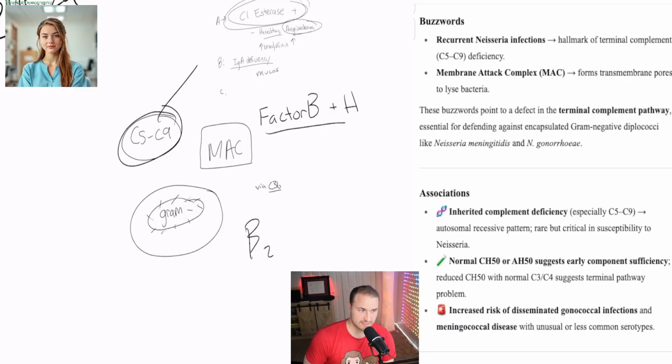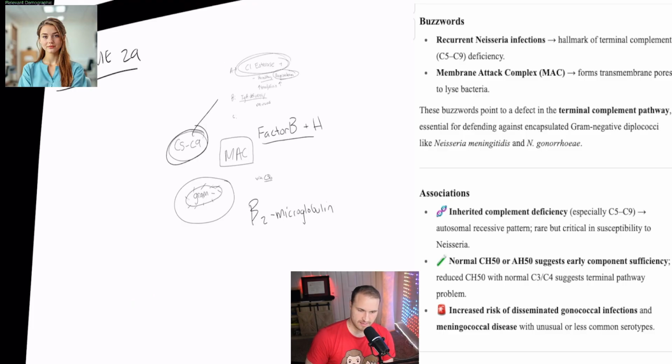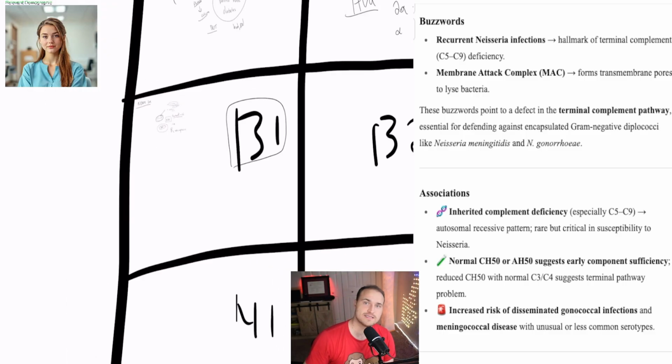And then the other thing to know is that these beta-2 microglobulins are components of the MHC class 1 molecules, and so deficiency impairs CD8 positive T cell activation. The long story made short here, recurrent Neisseria infection should make you think of MAC, C5 to C9.